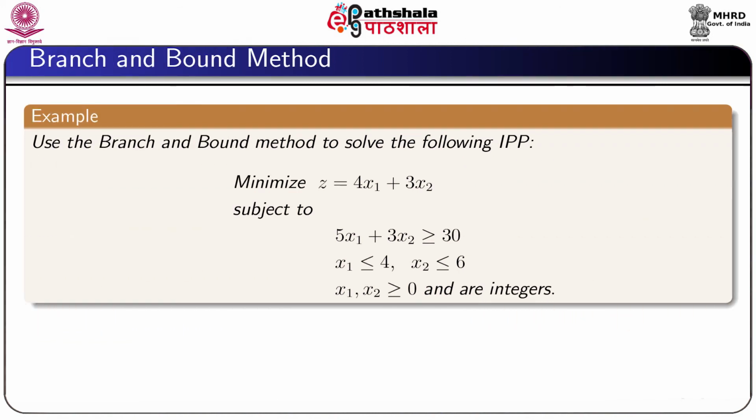Let us consider another example. Minimize z equal to 4x1 plus 3x2 subject to 5x1 plus 3x2 greater than or equal to 30, x1 less than or equal to 4, x2 less than or equal to 6, and x1, x2 greater than or equal to 0 and are integers. That means this problem is an all integer programming problem.